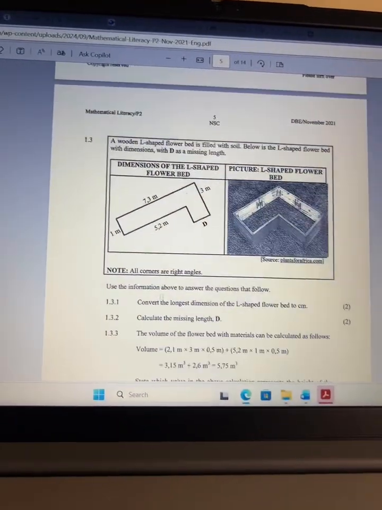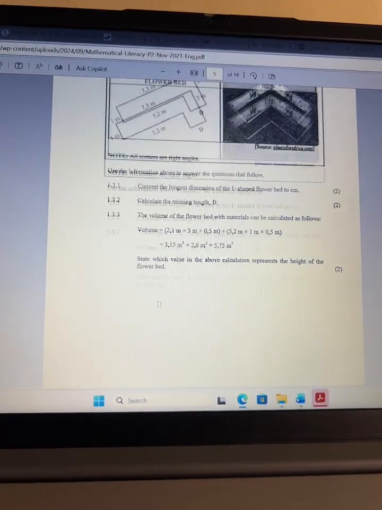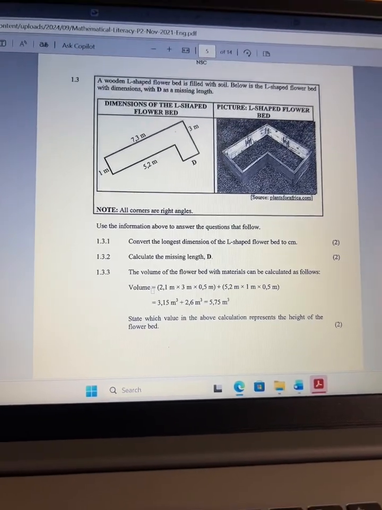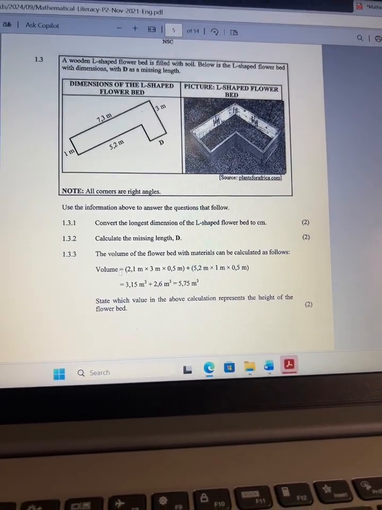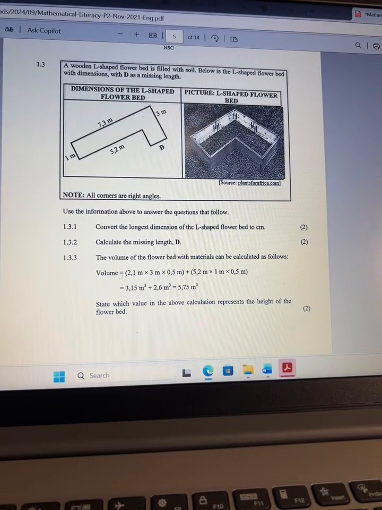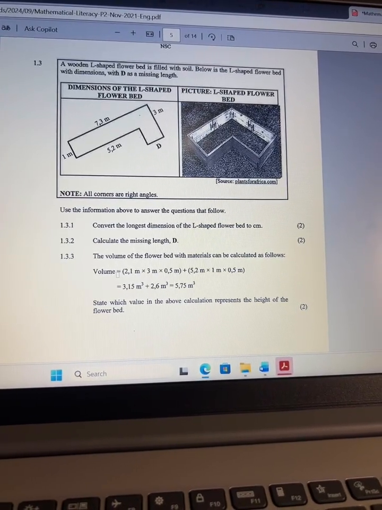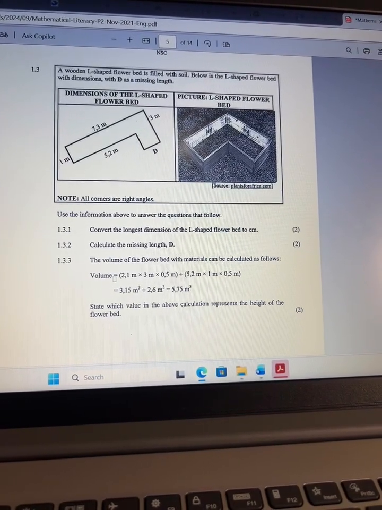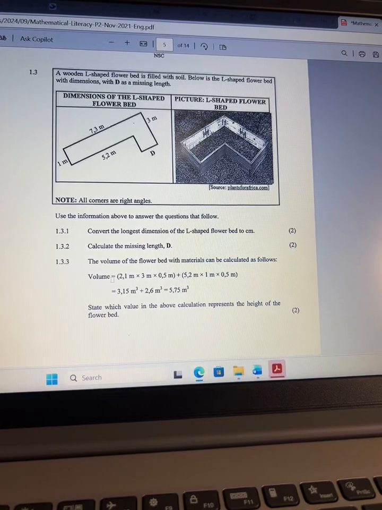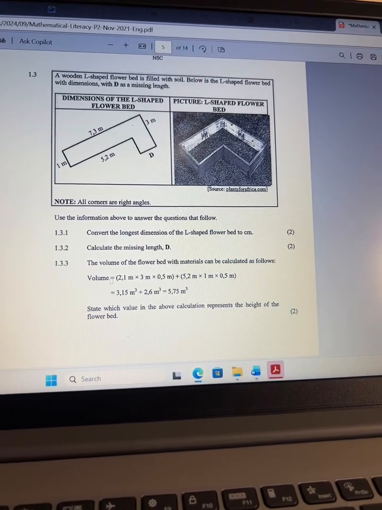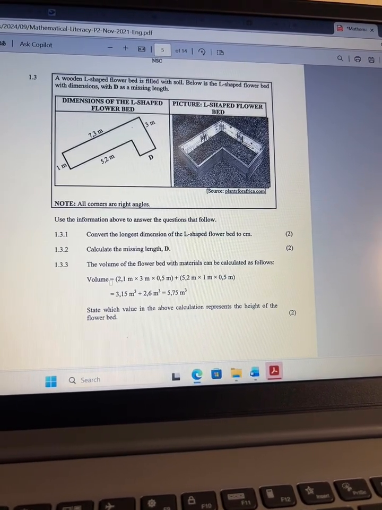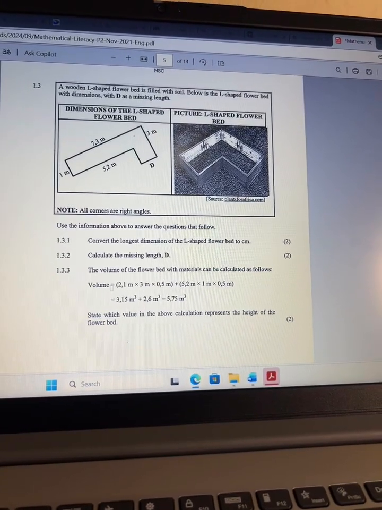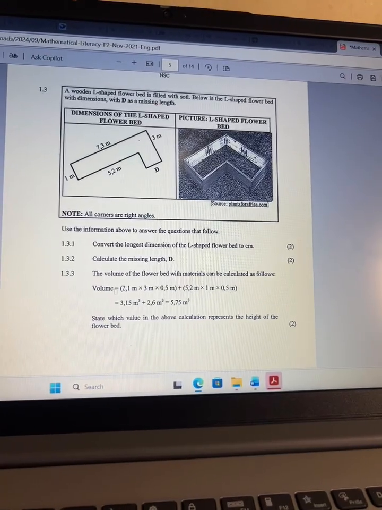And then now let's proceed to the next question, which is 1.3. In 1.3, they said that a wooden L-shaped flower bed is filled with soil. Below is the L-shaped flower bed with dimensions, with D as a missing length. We have the length, which is 7.3 meters. We have another side of 1 meter, another side of 3 meters, the short length there is 5.2 meters, and we have the missing side, which is D.